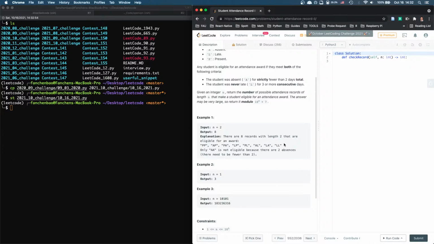The last one is all good to go. So P, all good to go, that's going to be 8.